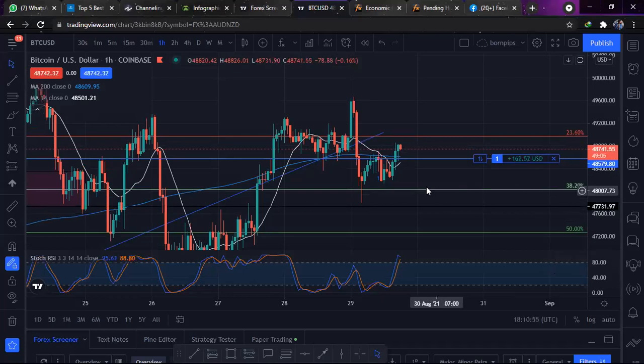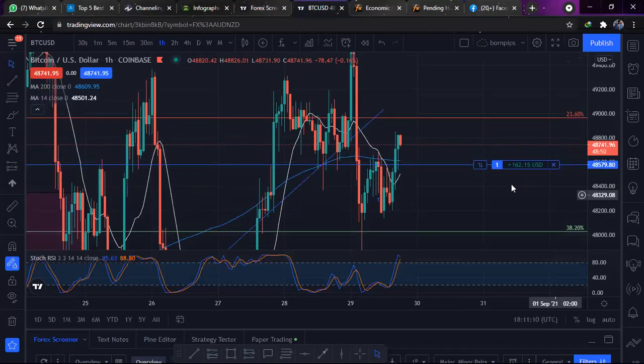All right, good. So as you can see, I've entered a buy on BTC USD, and you can see it's running in $162 profit. You see it? So let's say I did not put any stop loss or TP right here.